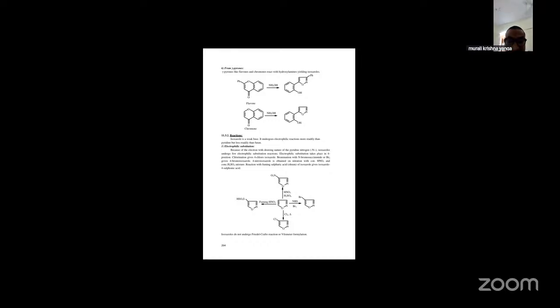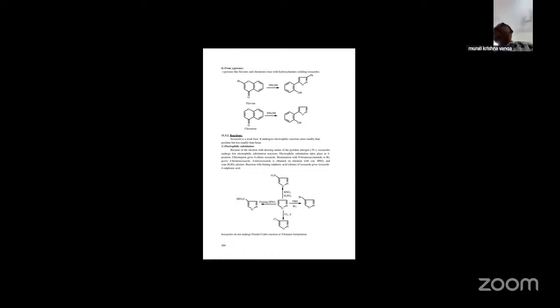Next one is the reactions. Isoxazole is a weak base. It undergoes electrophilic substitution reactions more readily than pyridine but less than furan. Because of the electron-withdrawing nature of the pyridine-type nitrogen, isoxazole undergoes few electrophilic substitution reactions.